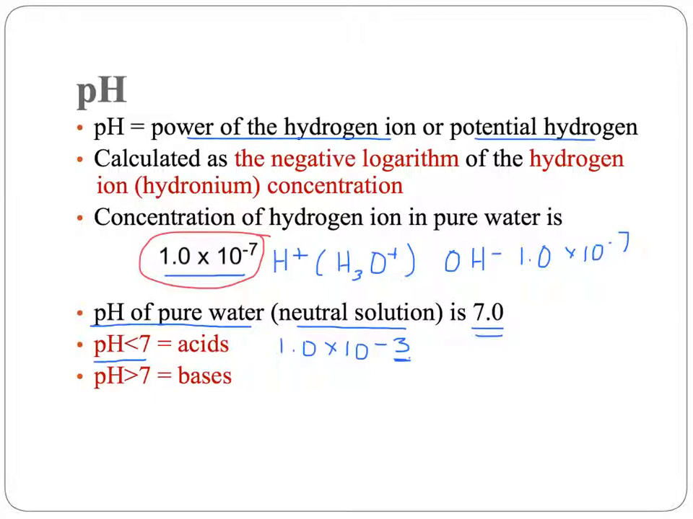Whereas pHs that come up larger than 7, so that your exponent would be a negative larger number, like say 1.0 times 10 to the negative 10, this would be an even smaller amount of hydronium ions, or the hydrogen ion. And so even though your exponent is a bigger number, since it's negative, it's representing a smaller actual number, and these are your bases.